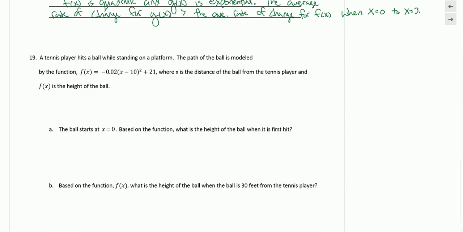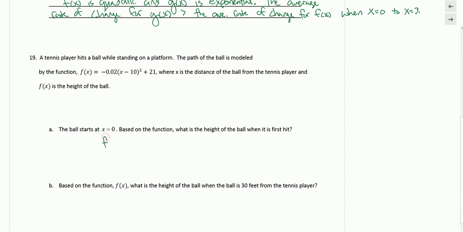19. A tennis player hits a ball while standing on a platform. The path of the ball is modeled with the equation, where x is the distance of the ball from the tennis player and f of x is the height of the ball. The ball starts at x equals 0. Based on the function, what is the height of the ball when it's first hit?